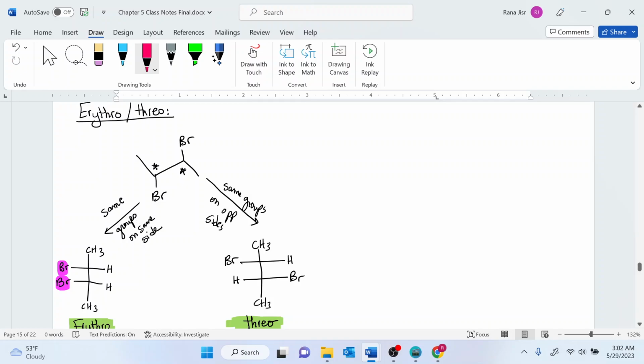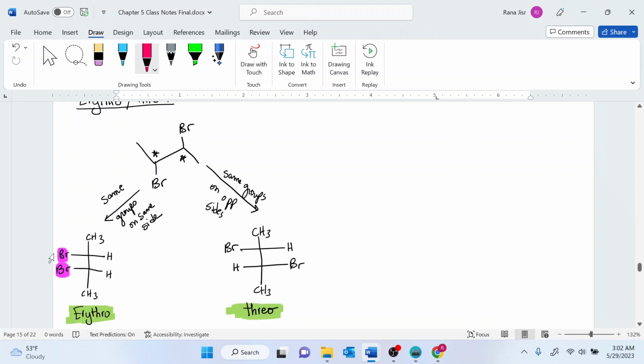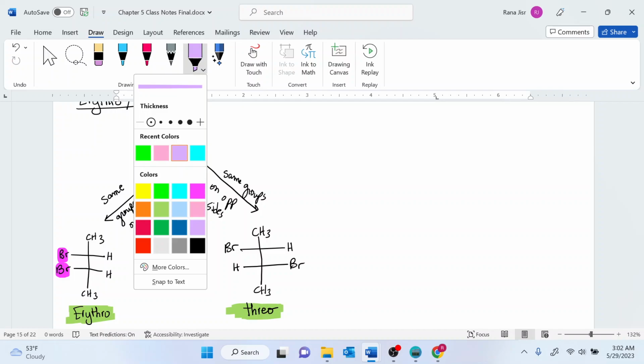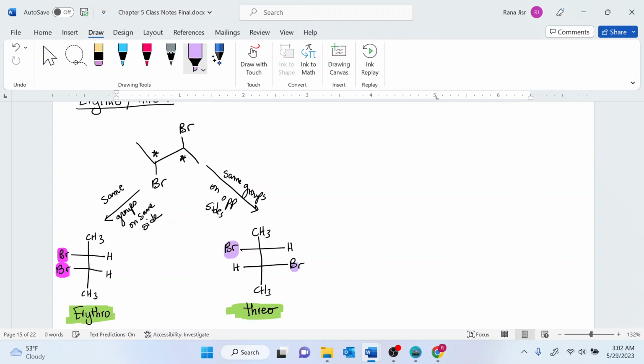Erythro and threo show the position of the functional groups in the Fischer projection. So if the functional groups belong to the same side, then we call this erythro. And if the functional groups belong to opposite sides, something like this, so the bromine and the bromine here belong to opposite sides, then we call this threo.